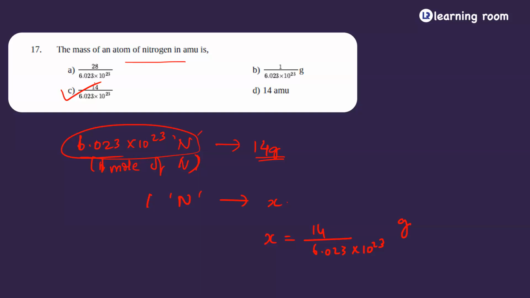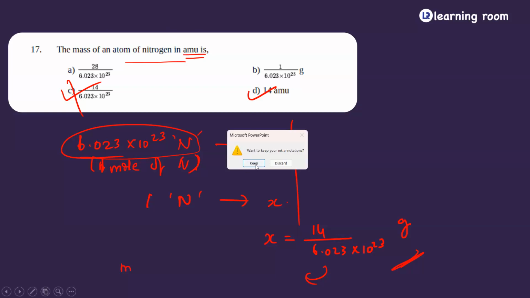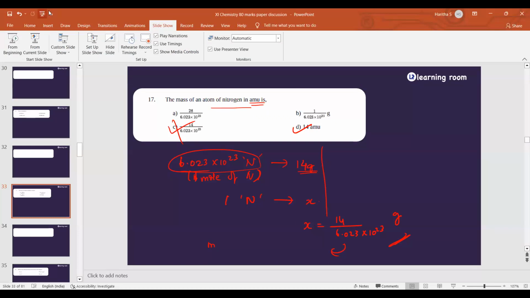Clear? See, always take which two entities they are talking about for comparison. That's very simple. They are asking the mass of an atom of nitrogen in AMU. Correct? Oh, in AMU? Then 14 AMU. This won't be the answer. This is in grams. Clear? This is the mass of, I'm repeating it again, just a minute.